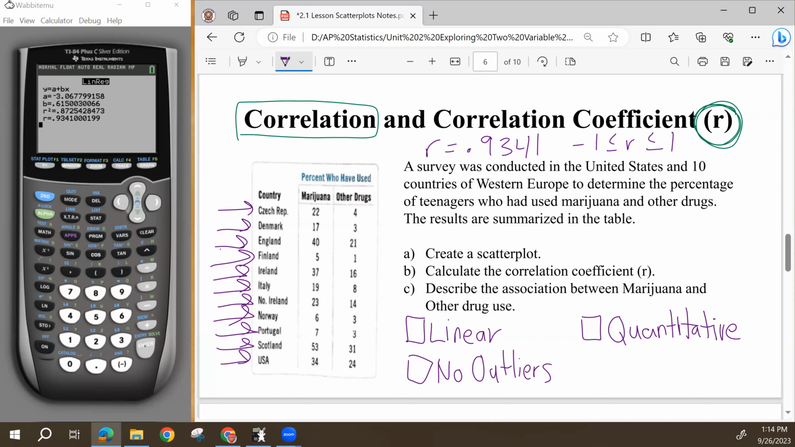The closer we get to positive or negative 1, the stronger our relationship. The closer we get to 0, the weaker our relationship. Somewhere around a 0.5, that's pretty moderate. There is some relationship, but it's not very strong.